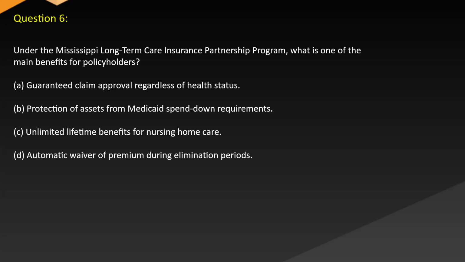Question 6. Under the Mississippi Long-Term Care Insurance Partnership Program, what is one of the main benefits for policyholders? A. Guaranteed claim approval regardless of health status. B. Protection of assets from Medicaid spend-down requirements. C. Unlimited lifetime benefits for nursing home care. D. Automatic waiver of premium during elimination periods.